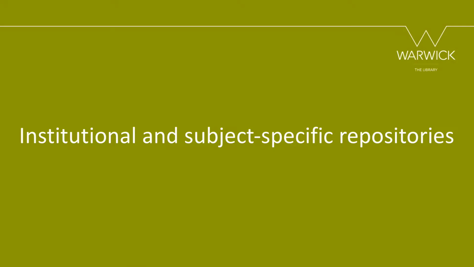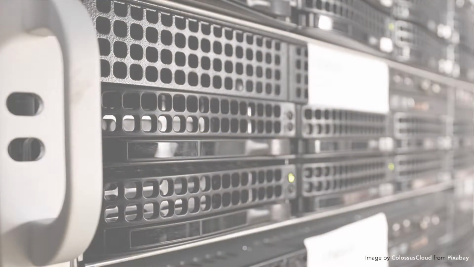Institutional and subject-specific repositories. Another useful source of freely available materials are open access repositories. These are databases which collate, disseminate and preserve research outputs. Most higher education institutions have their own repositories, where researchers can deposit open access versions of their publications, and many disciplines have their own subject-specific repositories.